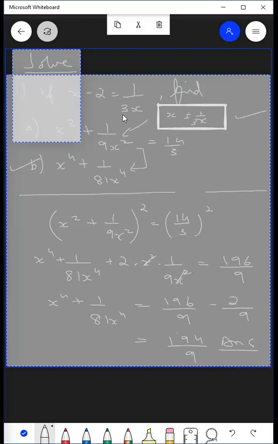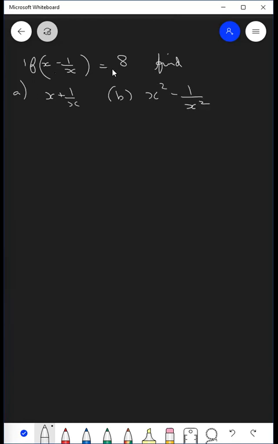Okay, let's do another question. If x minus 1 by x is equal to 8, find x plus 1 by x, and secondly, x squared minus 1 by x squared. Quickly do this now. 5 minutes to solve this.